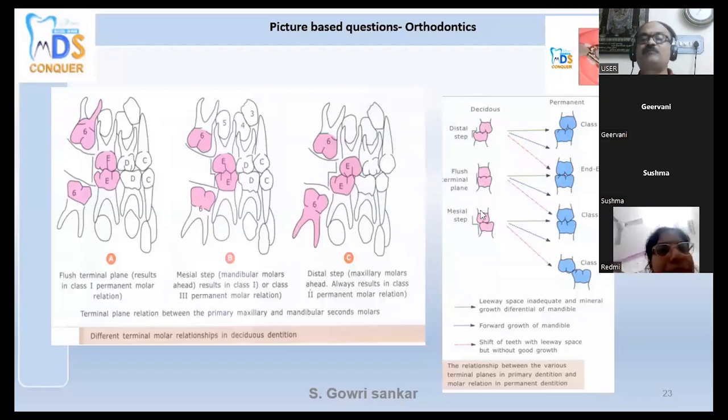So mesial step, most of the time, gives rise to class three. At the same time, it can give rise to class one. If it is a larger mesial shift, you should be very careful whether it is a skeletal class three or a dental class three, which is adjusting. So out of all these, the distal step definitely gives rise to class two. The others may or may not give flush terminal or mesial step. And of course, which do not give a class two relationship are flush terminal and mesial step. I think the concept is clear.